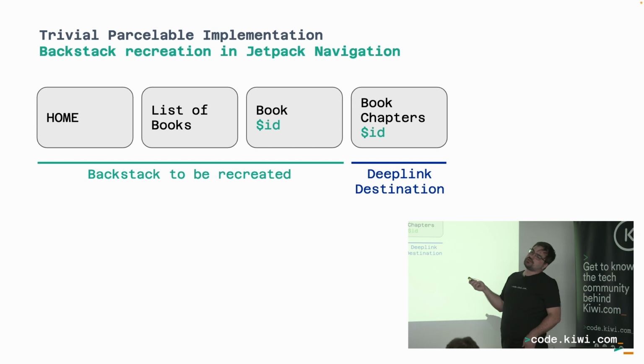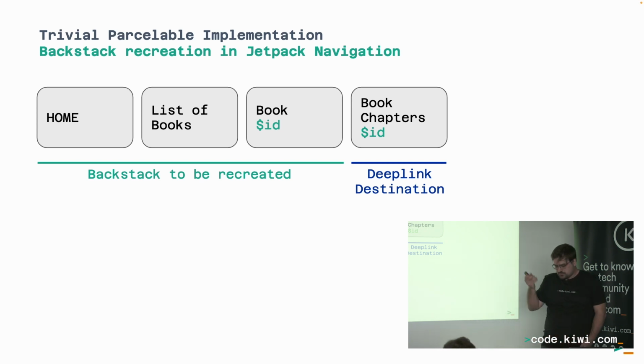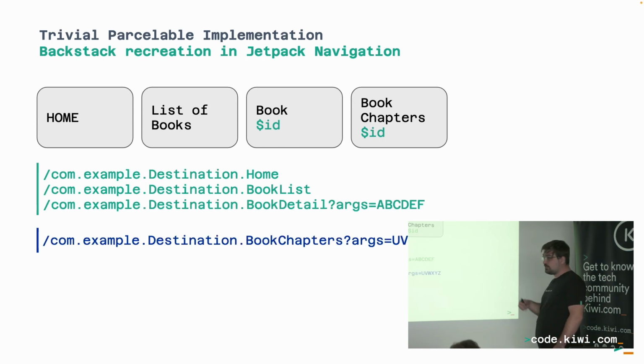So Jetpack Navigation Compose does a smart thing, let's say it this way, and it reuses the ID from the book chapters destination. From the URL, it sees the parameters with the same name, so let's use the value for the recreated book ID. So in our trivial implementation, it would look like this.